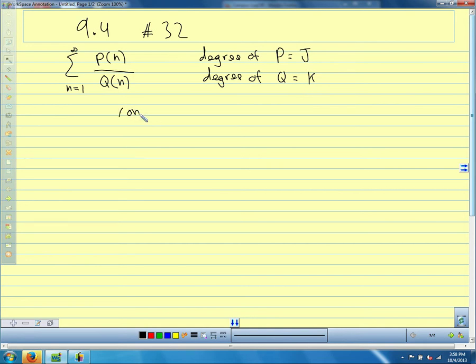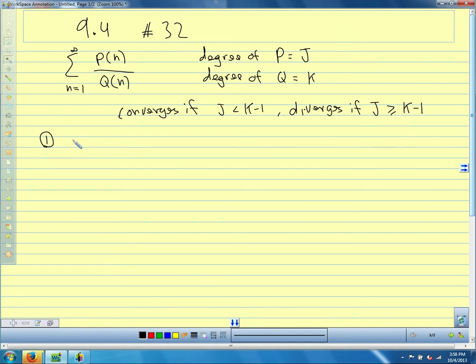If this converges if j is less than k minus 1 and diverges if j is greater than or equal to k minus 1. So I'm going to break this into three pieces: the two inequalities and the equality piece. So for the first case, I'm going to look at this inequality here.